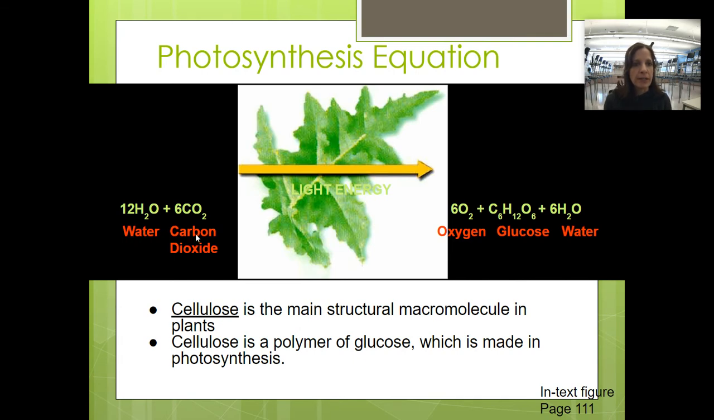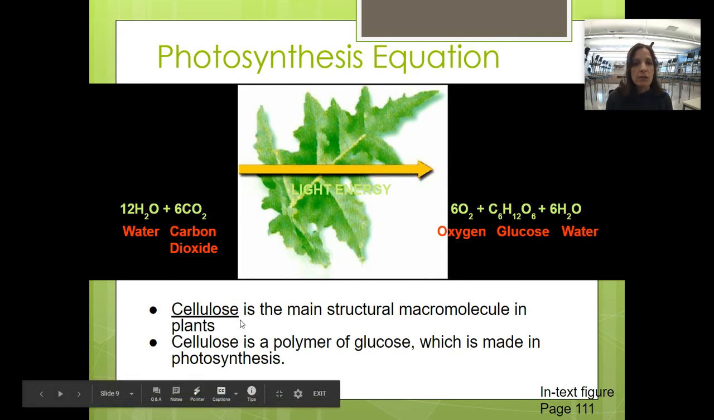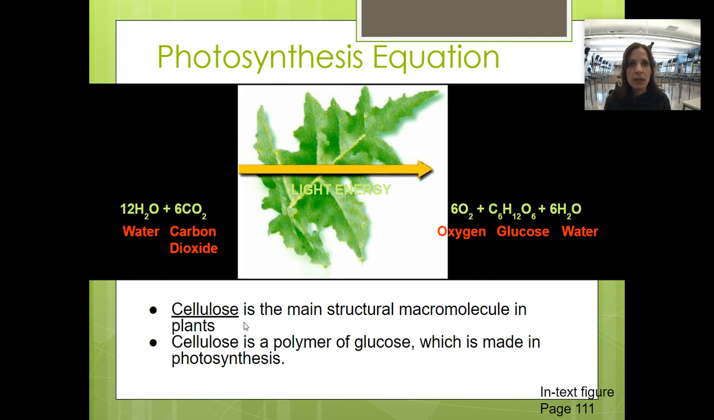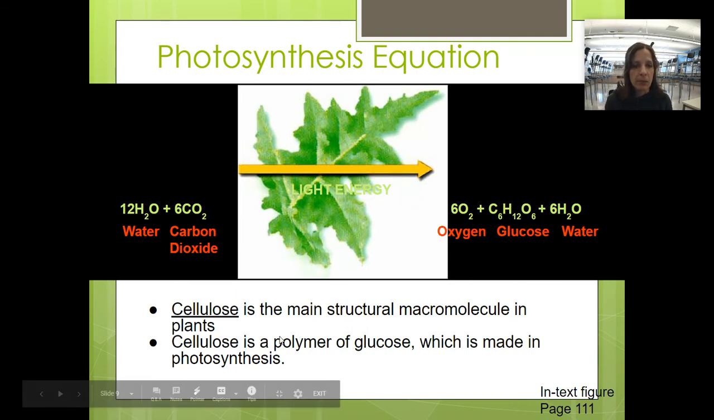So you have water and carbon dioxide that go into, those are the reactants, and then you have light energy. And then what you end up getting is oxygen, glucose, and water. So sometimes you might not see this other water over here because if you simplify this equation, you would just have water on the reactant side. So cellulose is the main structural macromolecule in plants, right? So if you cut a tree down, you're cutting through cellulose. And remember, that's a polymer of carbohydrates. And that's made in photosynthesis.